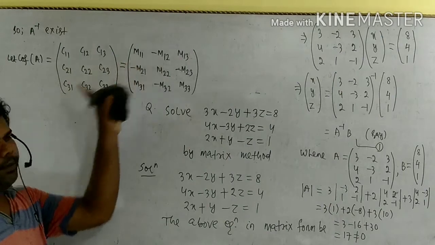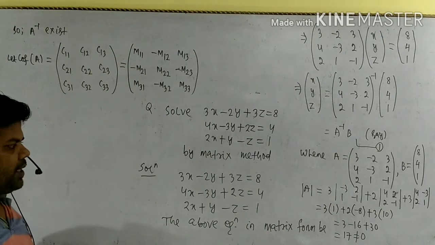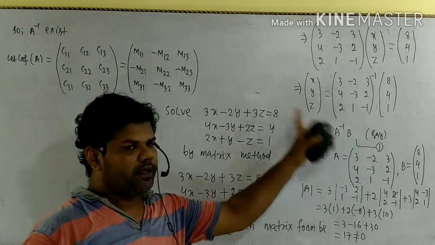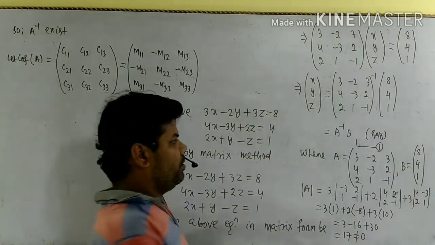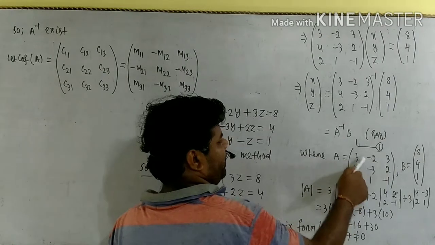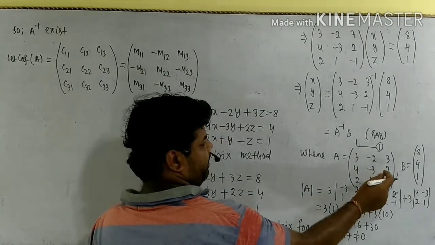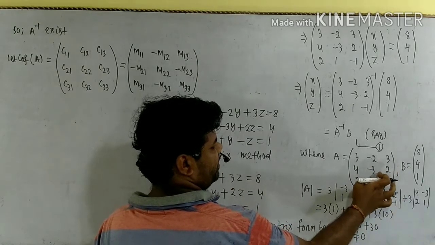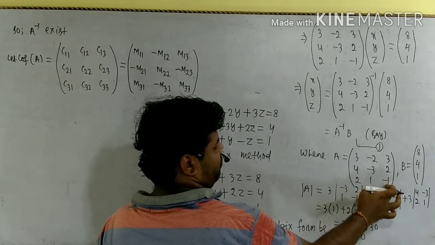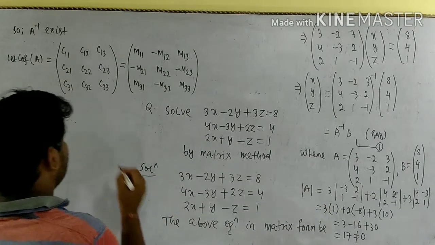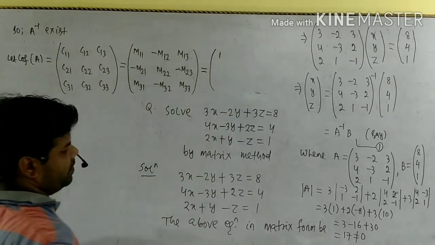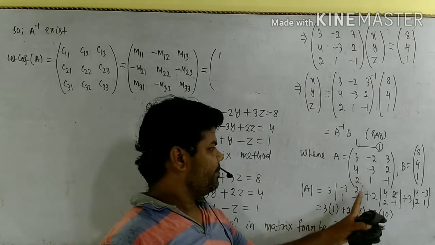One cofactor to the corresponding minor. That's the M11 matrix, the minor of first row and first column. So M11 means eliminate row 1 and column 1. Remaining elements 3, 2, 1, minus 1, determinant. What is its determinant? This is 3 minus 2. What is its value? This value is 1.